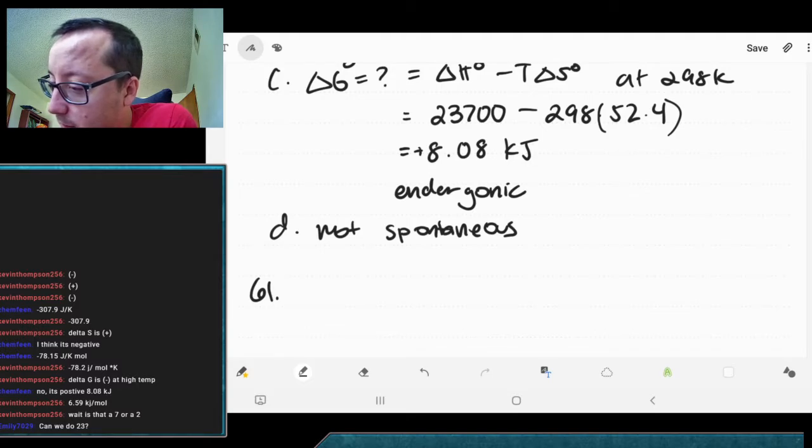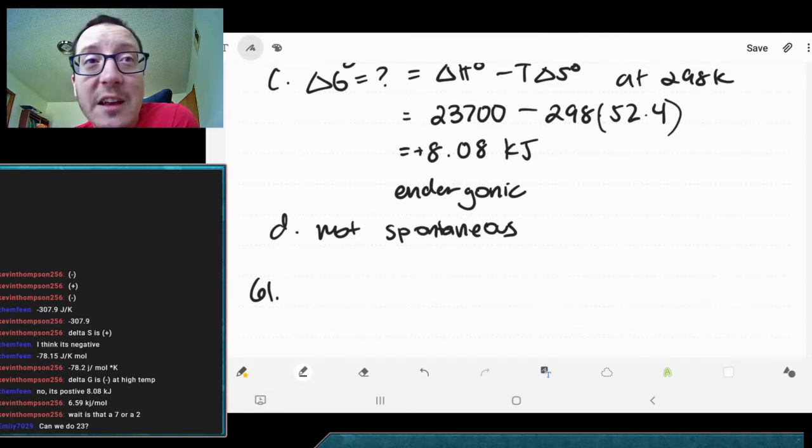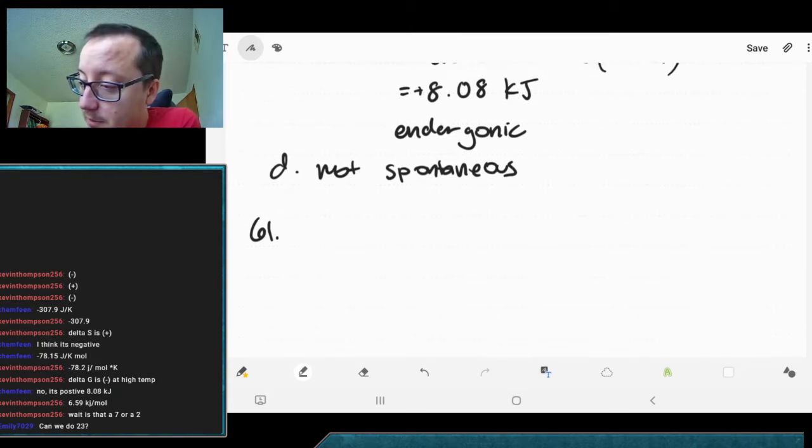Alrighty, so this one says octane is going to be burned to provide CO2 and water. And so we're going to want to predict whether this is going to be more negative or less negative than delta H, the delta G. So without actually calculating it.